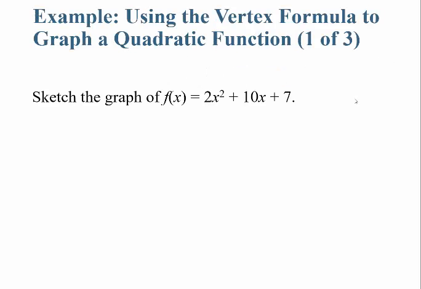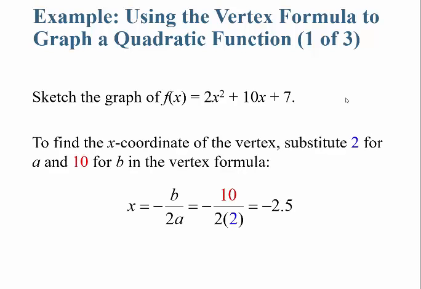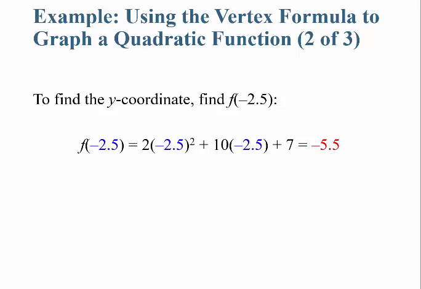All right, so let's sketch the graph of this right here. First thing I want to do is find the x-coordinate of the vertex. So substitute 2 in for a and 10 in for b. Our formula is negative b divided by 2a, or negative 10 divided by 2 times 2, which gives me negative 2.5. So the x-coordinate, as I said, was negative 2.5. To find the y-coordinate, just plug this negative 2.5 into your function, and you get negative 5.5. So there's the vertex, just using the formula.